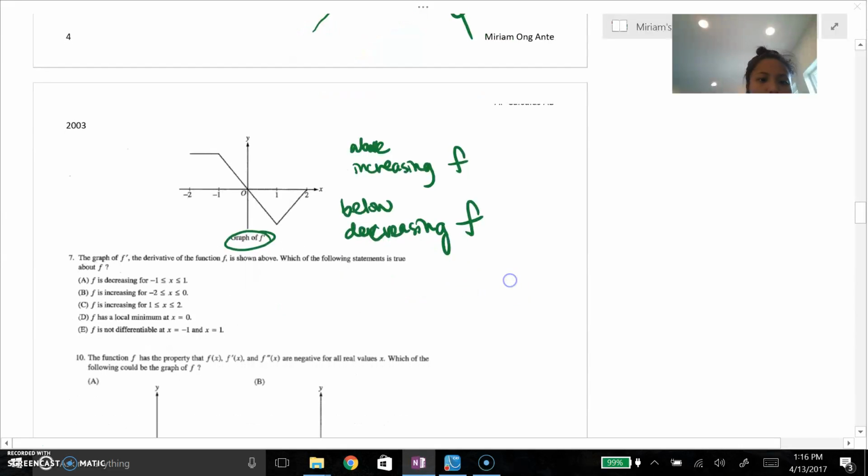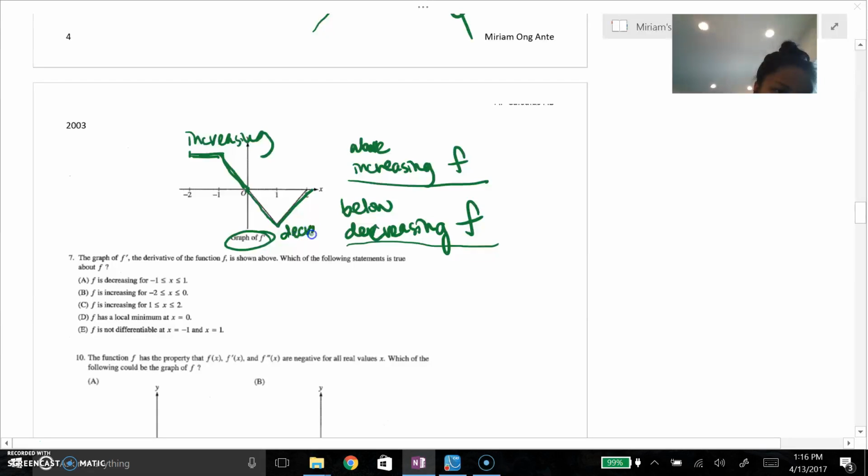Next one, I already drew on it, so I have the graph of the first derivative of the function shown above. Which of the statements is true? So if I'm above the x-axis, I'm increasing. If I'm below the x-axis, I'm decreasing. So in this picture, I'm increasing from -2 to 0 because I'm positive. And then I'm decreasing from 0 to 2 because I'm below.